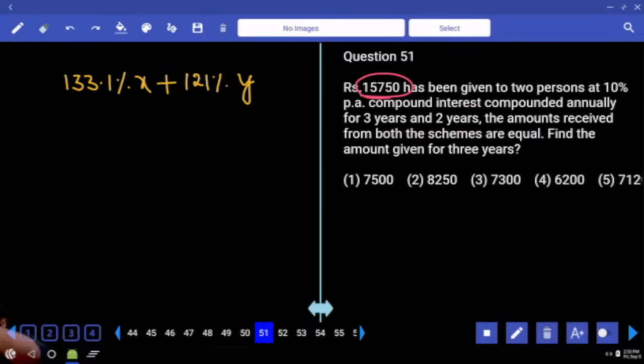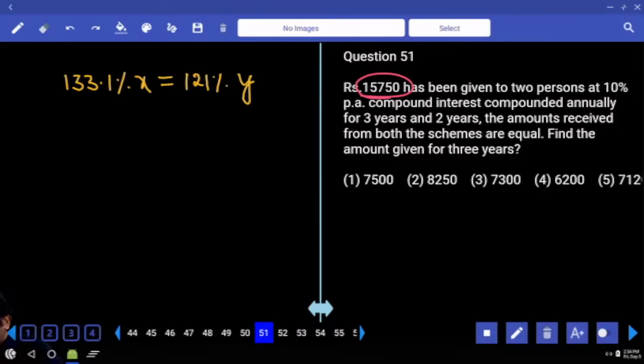15,750 is divided between 2 people. One is getting X, the other is getting Y. X plus Y should be equal to 15,750. Amounts received are 133.1% of X, 121% of Y. According to the condition they said amounts are equal.